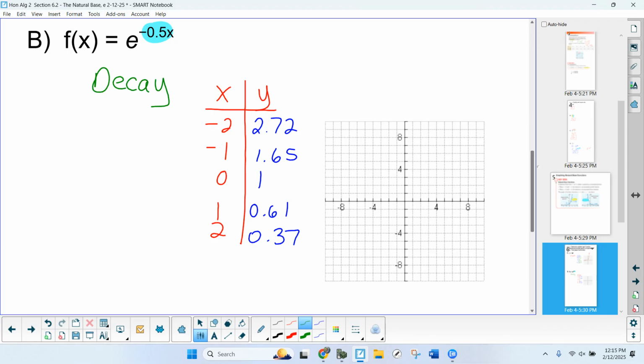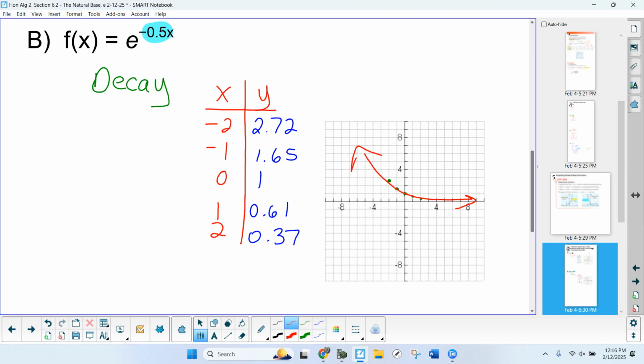So at -2, we're up not quite to 3. At -1, we're up like 1.65, then 1, then 0.6, then 0.3. So this one's a little flatter, but is it still a decay? Does it cross that axis? Nope. All right. Questions on that one?